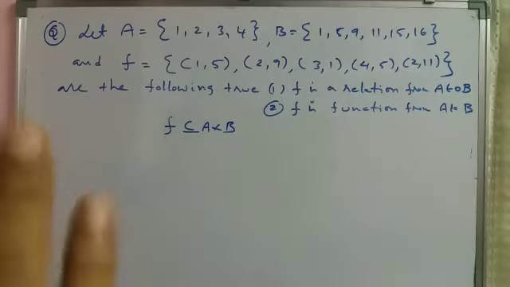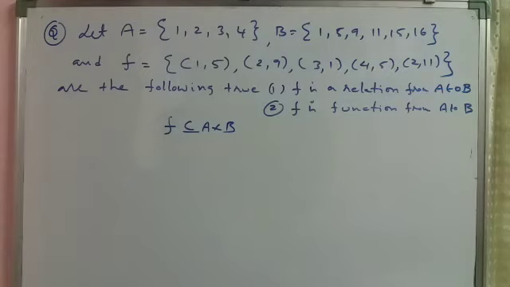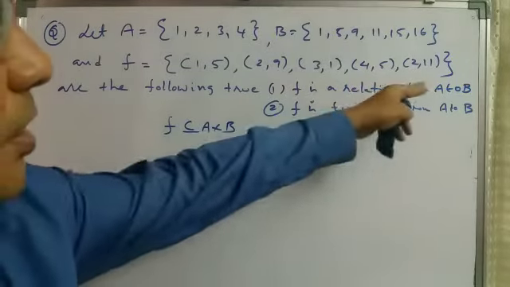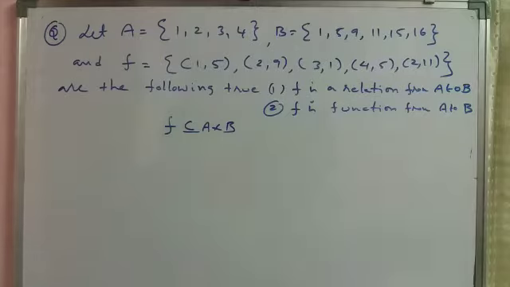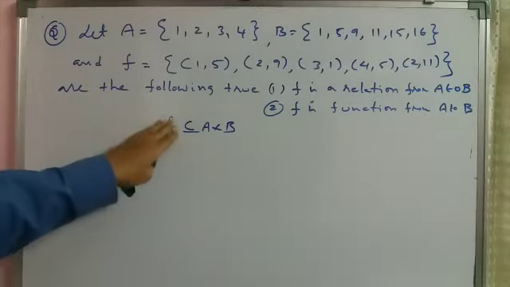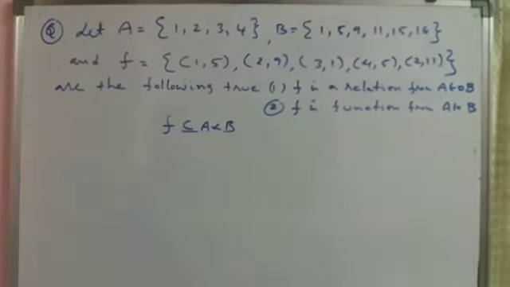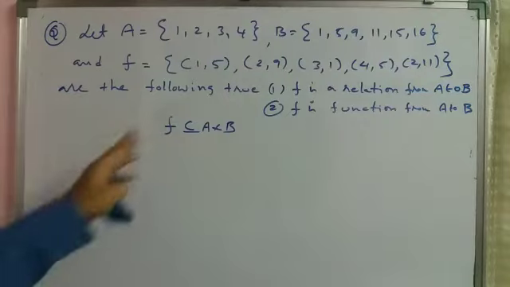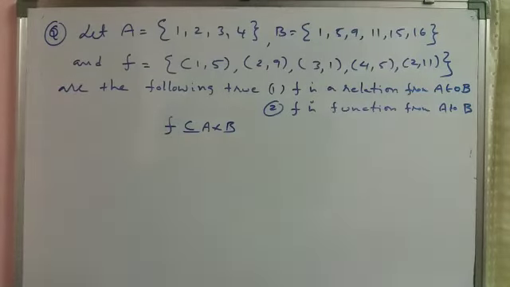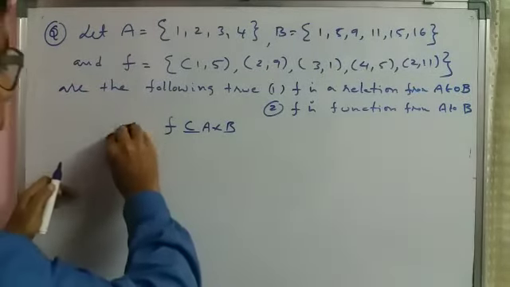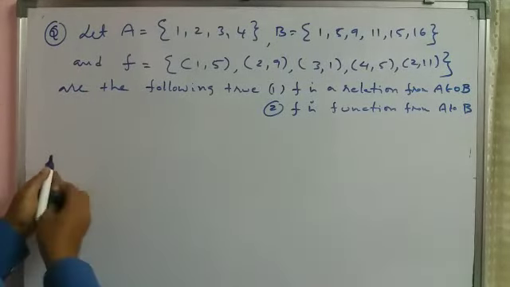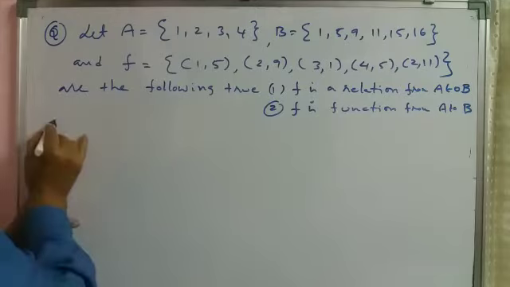Very important, from the relation chapter: any subset of A cross B is called a relation. Here, f is a relation from A to B means f is a subset of A cross B. Suppose f is a subset of A cross B, then f is a relation from A to B. Otherwise it is not a relation. So A cross B is important, because f is already given. So now first find A cross B, the Cartesian product of the two sets. Case 1 starts.